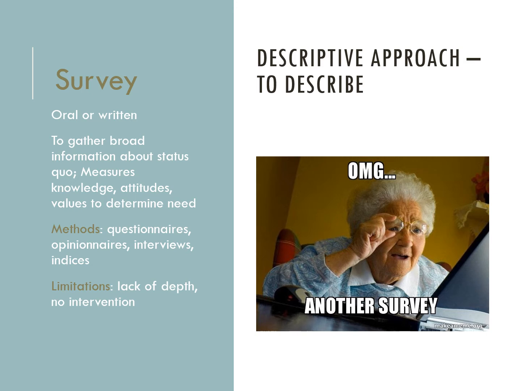After historical is going to be a descriptive research approach. This is in your book, in a chart on page 198. The first part of descriptive is a survey. This is going to be either oral or written, and it's meant to gather broad information about the status quo. Basically, it measures the knowledge, attitudes, and values in order to determine the need for the research study. The methods that are used are going to be questionnaires, opinionaires, interviews, and indices.